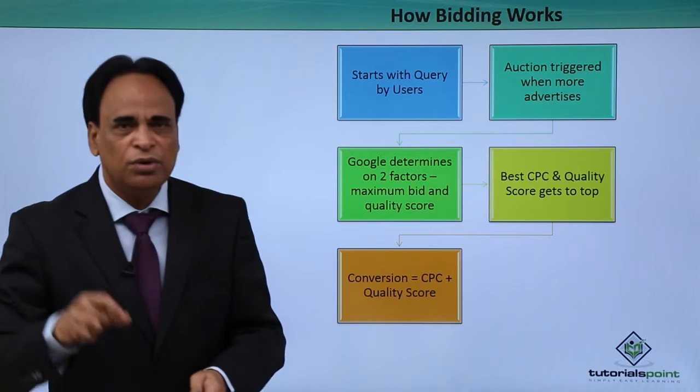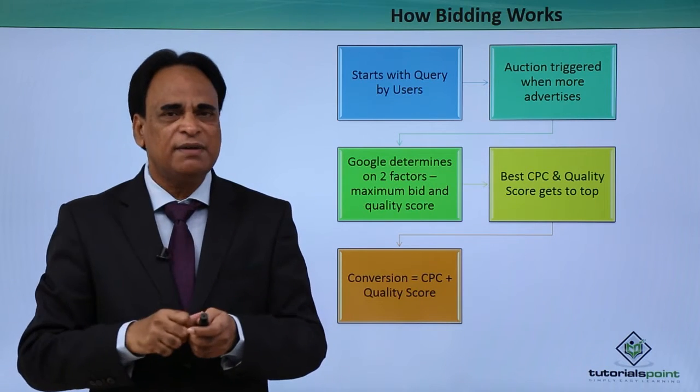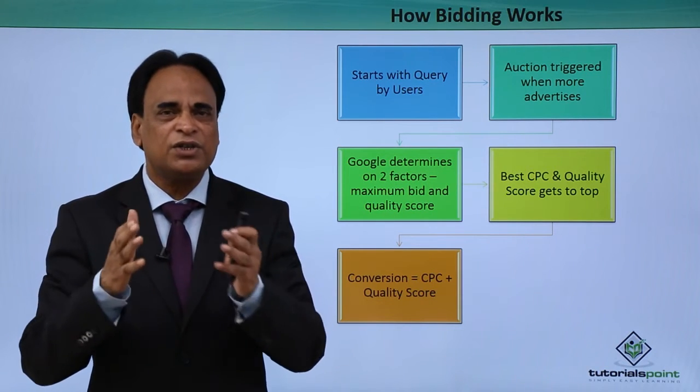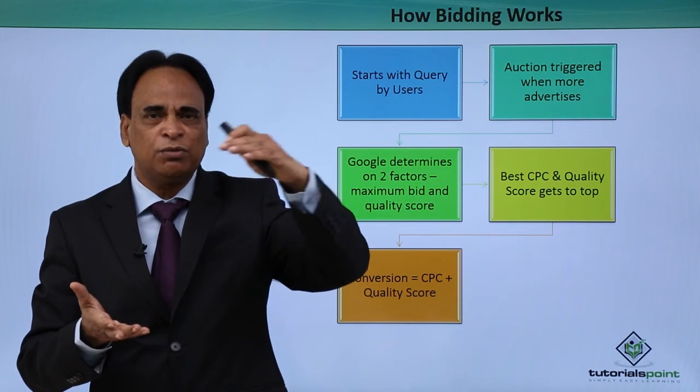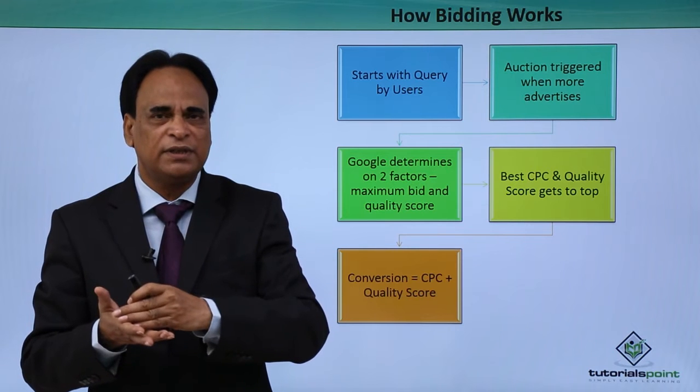An auction is triggered when more advertisers are bidding for the same keyword at the same price. The auction happens here like 1, 2, 3. Which ad is number 1, which ad is number 2, which ad is number 3.